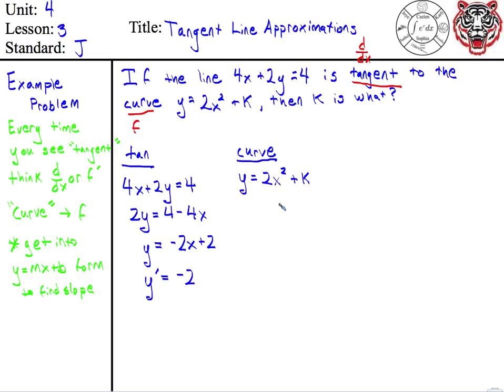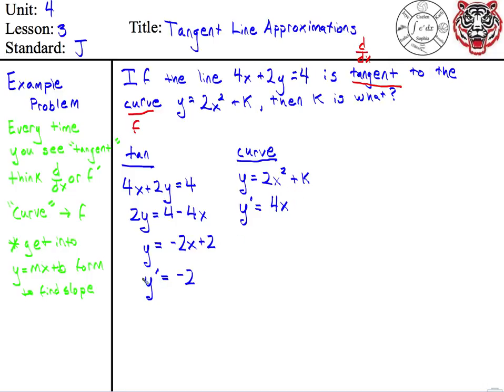Okay, so we also need to find the derivative of this, because we need to set these two equal to each other. I'm trying to find where the derivative is negative 2 for this function. So let's take y prime. The derivative is what? 4x plus k. K, think of this as like 2. So plus 2, that would go away. So just 4x.